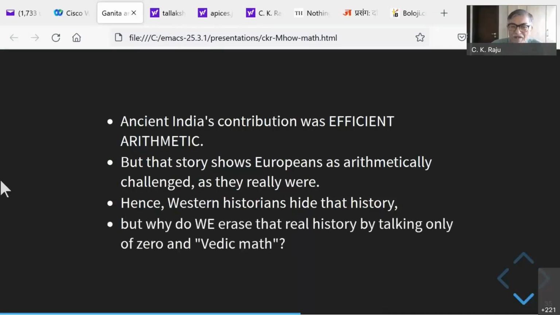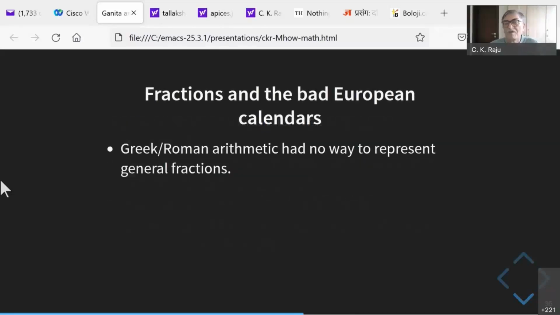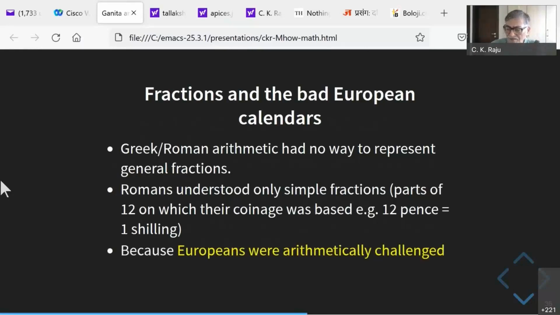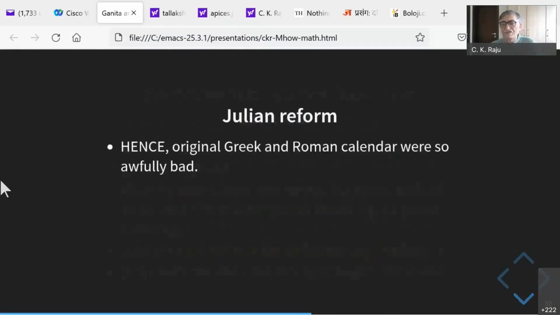So why do we erase that real history and keep going back to zero and Vedic math is something problematic. Let's look at fractions. So fractions, Europeans were very bad at fractions. They had no way to represent fractions. How do you write fractions in Roman numerals? You can't do it. They knew only about parts of 12. So that is, they were arithmetically challenged. And you can see that today. You don't need any great sources. It's there in the calendar.